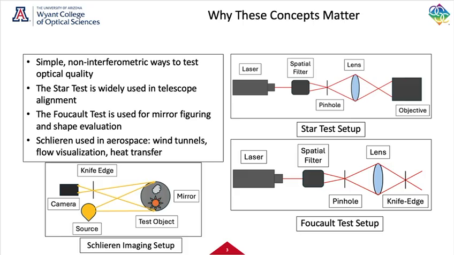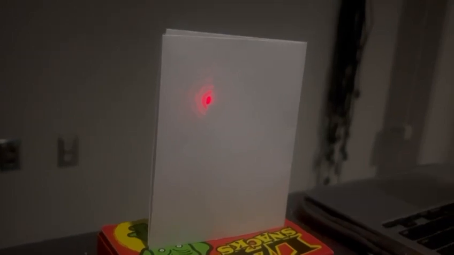These key concepts are worth learning because they show how much information you can get without interferometers or expensive equipment. For example, astronomers rely on star tests to diagnose telescopes quite quickly. And Schlieren imaging is extremely important in fields like aerospace engineering. It's used to study airflow, turbulence, shock waves, and heat transfer in wind tunnels.